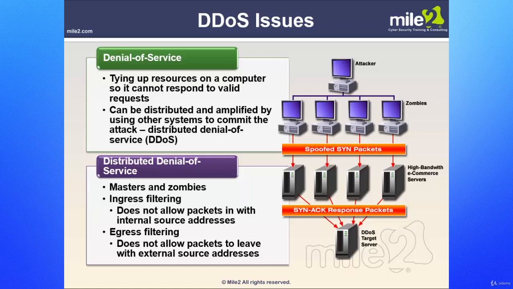Now keep in mind when it comes to distributed denial of service, you have ingress and egress filtering, which basically means that it does not allow packets in with internal source addresses or doesn't allow packets to leave with external source addresses and such. So the difference is ingress and egress, inbound versus outbound.